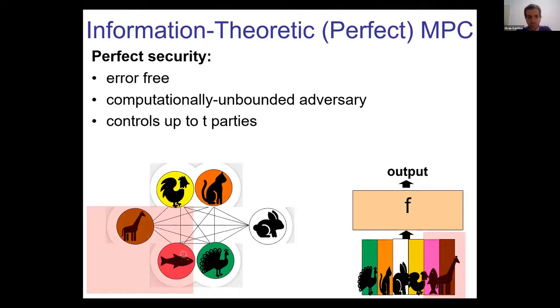By error-free, we mean that the honest parties always get a valid output, and that there is a zero probability of cheating by the adversary. In particular, the adversary learns nothing from the computation other than the output of the functionality f.